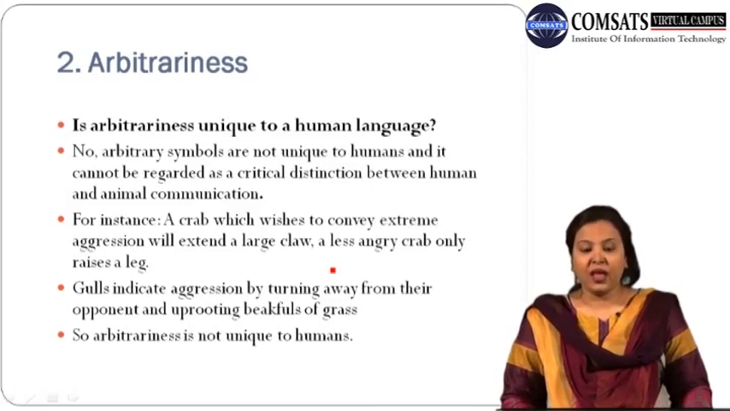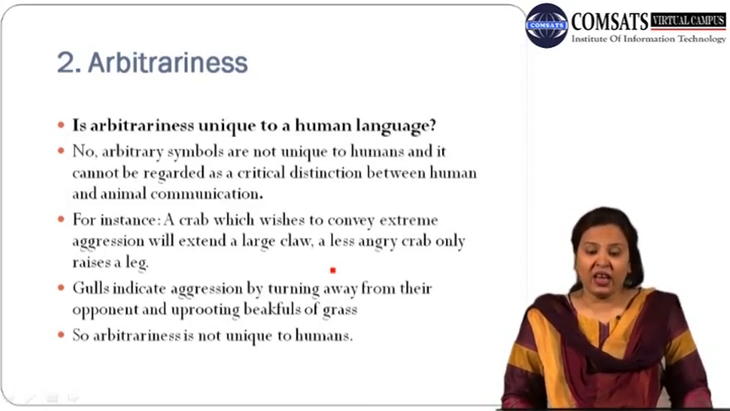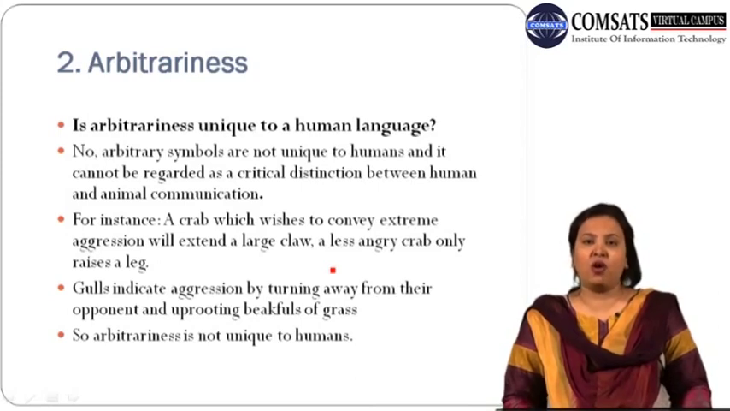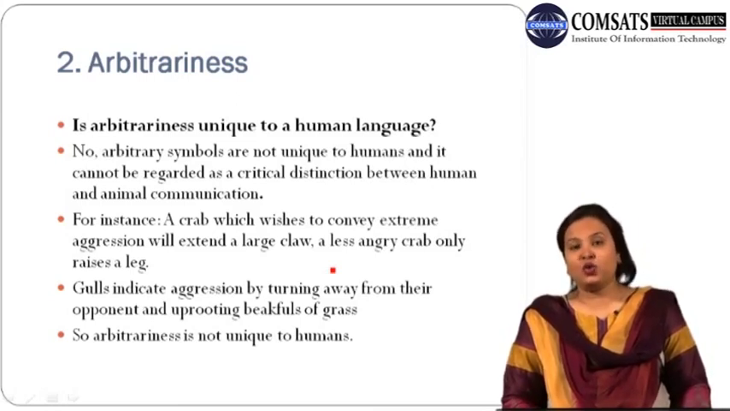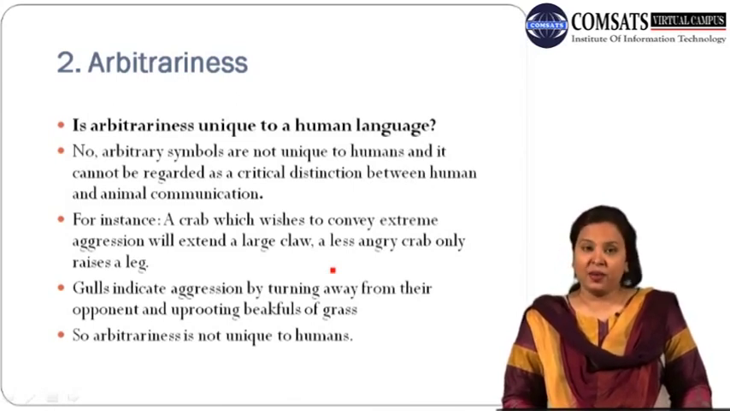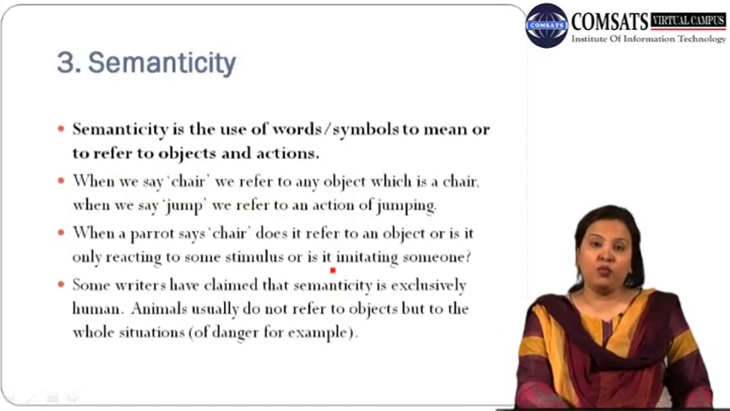Take the example of the crab. A crab, when it wishes to convey extreme aggression, will extend a large claw. One claw of the crab, it would extend beyond the other legs. This way it is showing its aggression. Similarly, gulls indicate aggression by turning away from their opponent. If they are angry with someone, they would turn their back and then uproot beakfuls of grass. This way, they show their aggression. So you see that their aggression is not at all associated with their actions. So this way, we can say that arbitrariness is also a feature common to animals' communication. It is not a unique aspect of human communication.